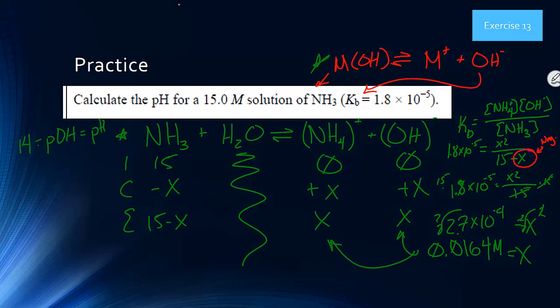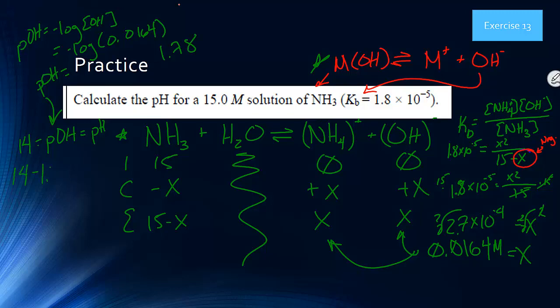We can use that value to find our pH by first determining what our pOH is. pOH is equal to the negative log of the concentration of hydroxide. So the negative log of 0.016 tells us that we have a pOH of 1.78. So 14 minus 1.78 will give us our pH of 12.2.